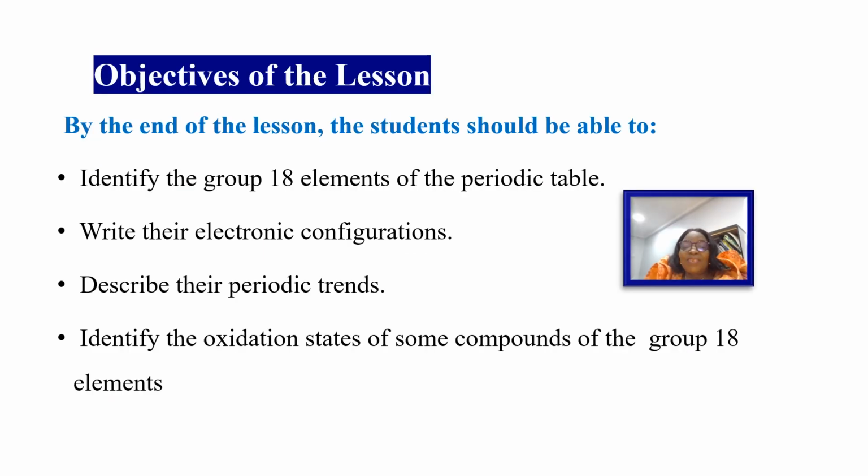The objective of this lesson. By the end of this lesson, the students should be able to identify the group 18 elements of the periodic table, write their electronic configuration, describe their periodic trends, and identify the oxidation state of some compounds of the group 18 elements.